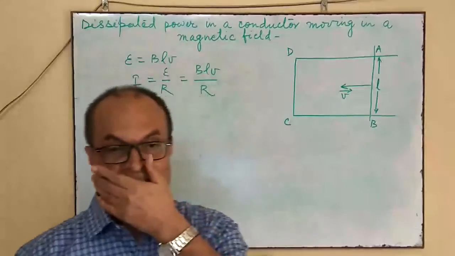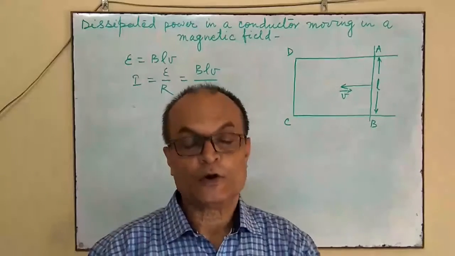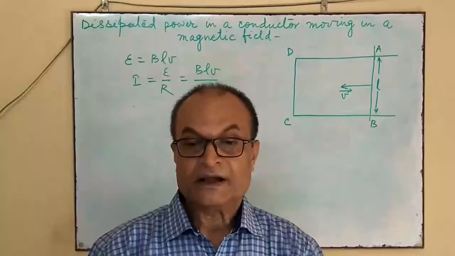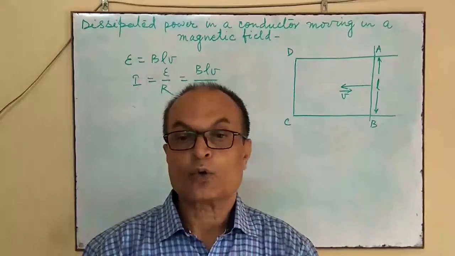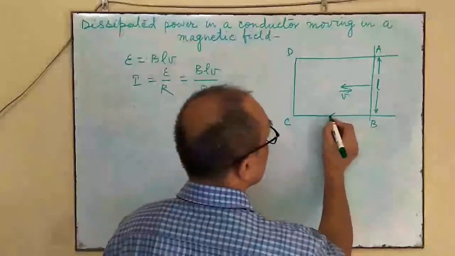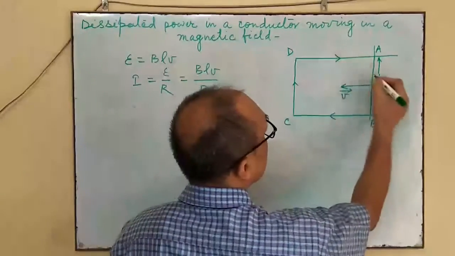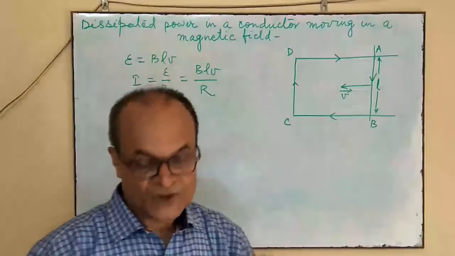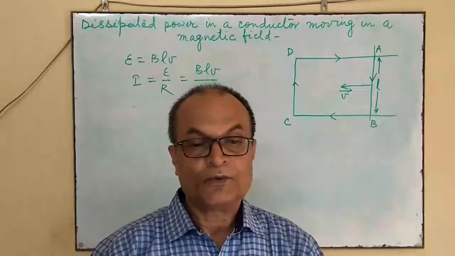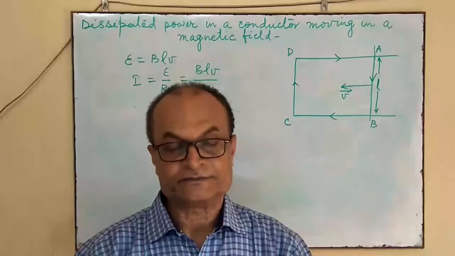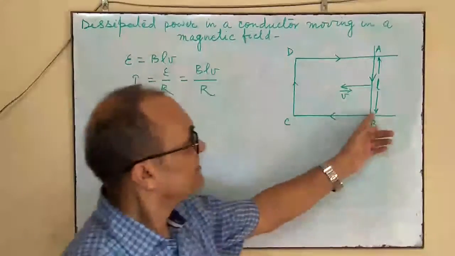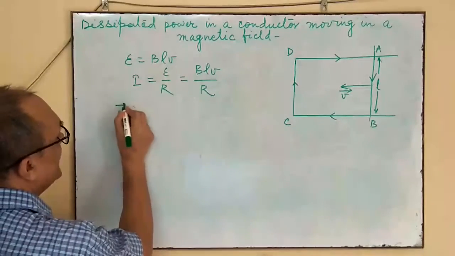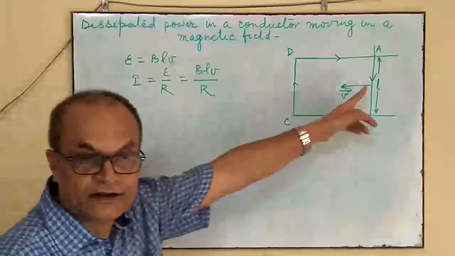Now, according to Lenz's law, the direction of induced current in the rectangular conductor is clockwise in this direction. So current will be induced in this loop clockwise. Now the force F acting on a current carrying conductor.